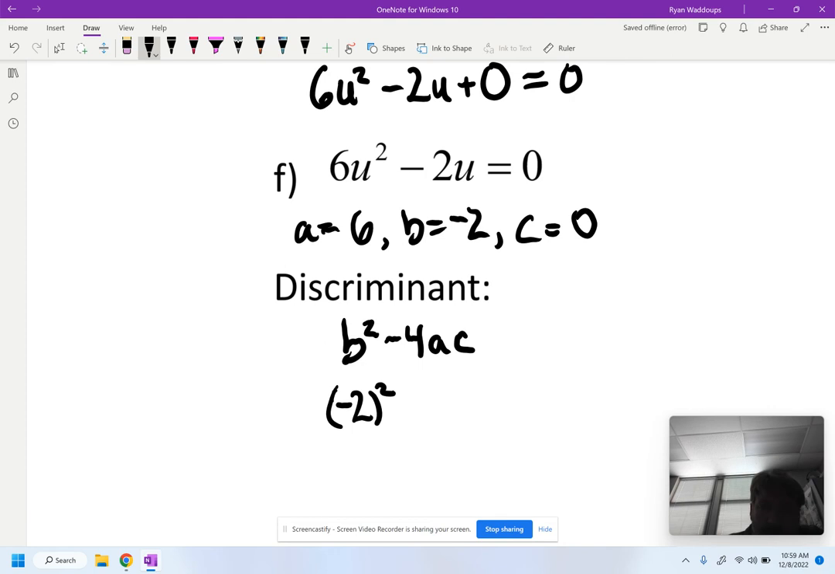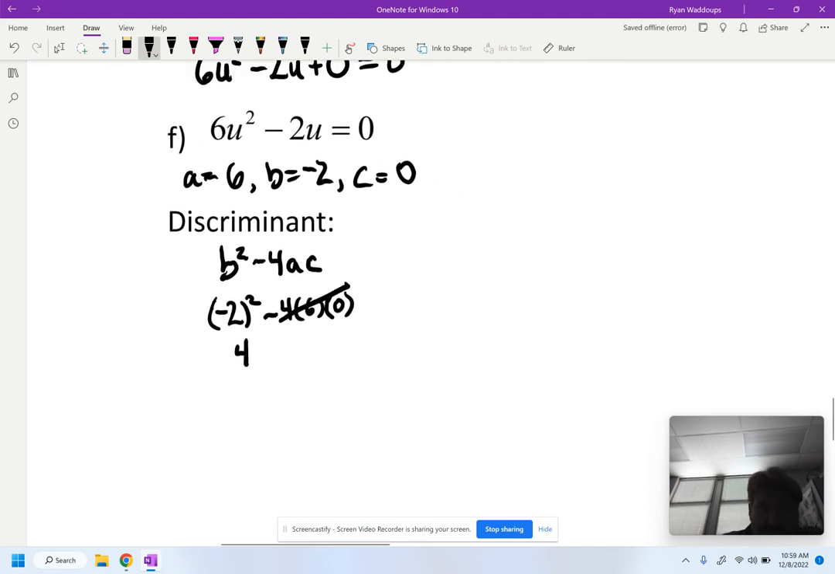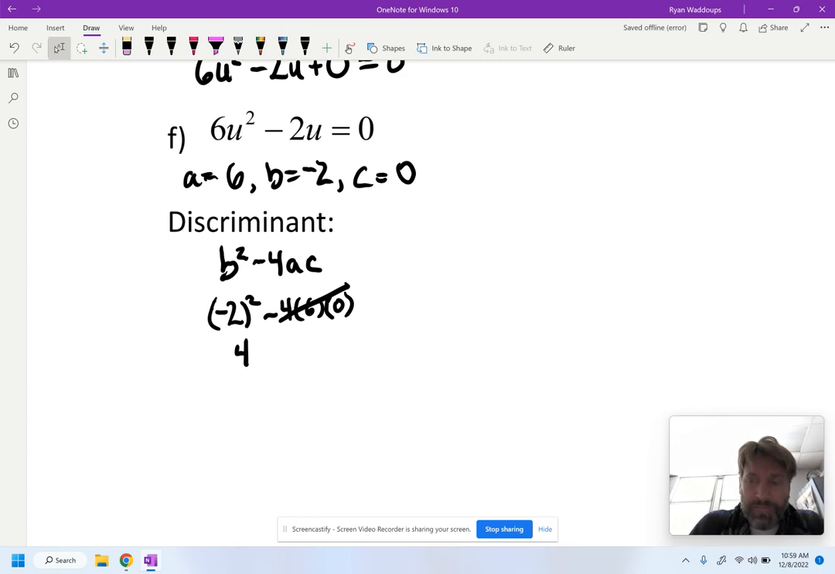We want to square the number and its sign. Negative 2 times negative 2 is positive 4. Minus 4 times a, which is 6, times c, which is 0. And multiplying by 0 takes this term here and just cancels it. And we get negative 2 squared, which is positive 4. So we're going to have two solutions, because our discriminant is equal to a positive number.